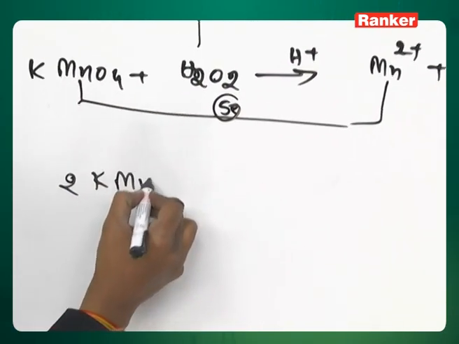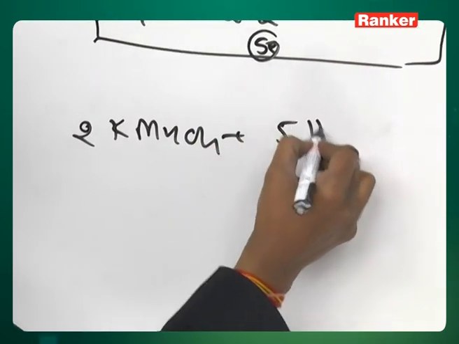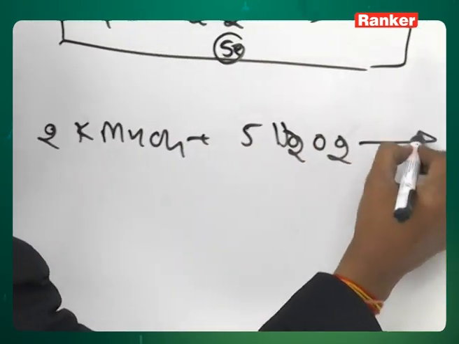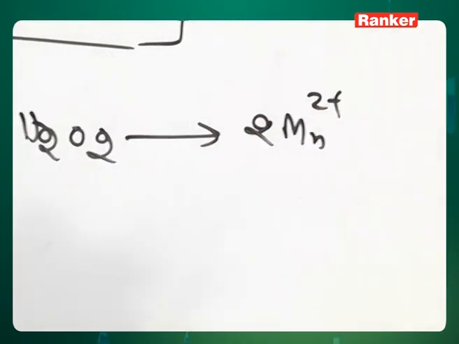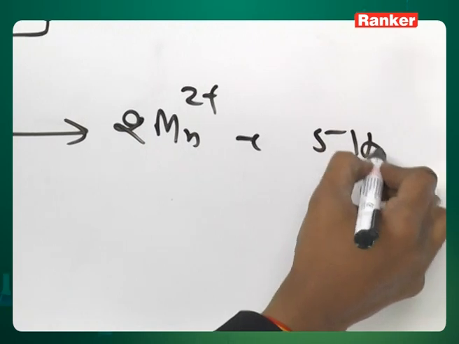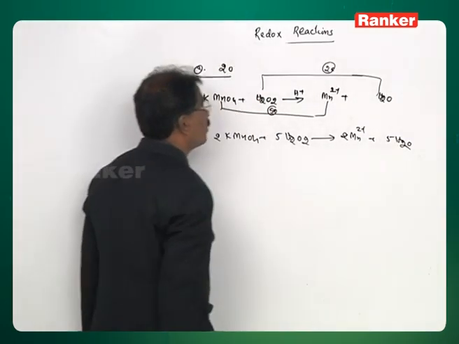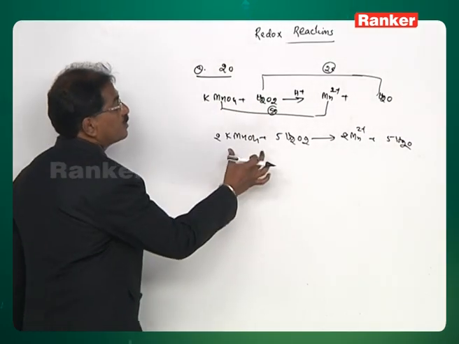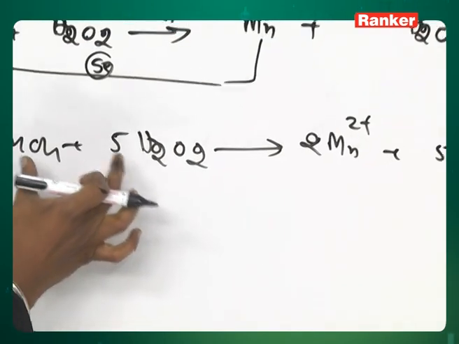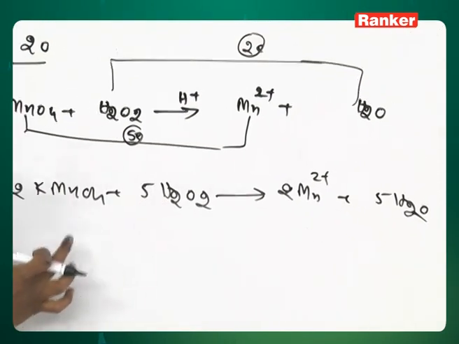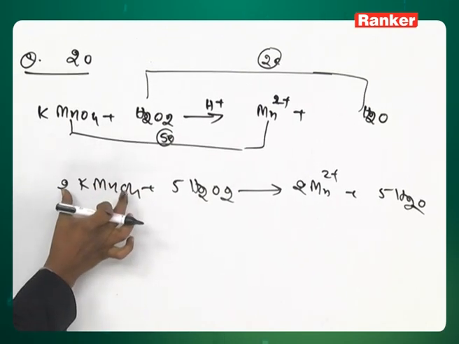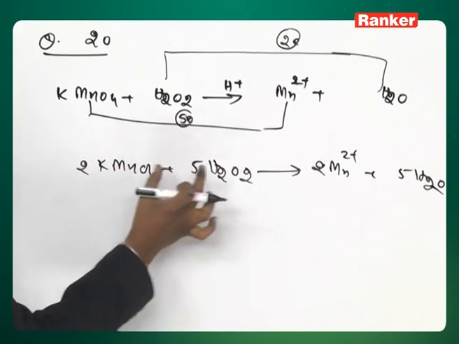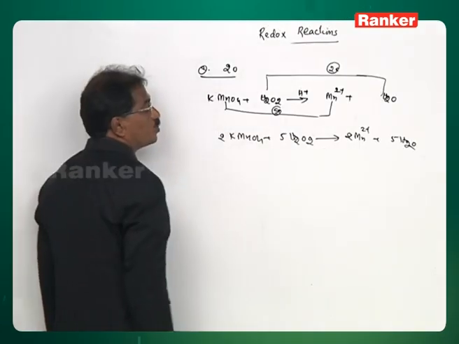2 KMnO4 plus 5 H2O2 gives 2 Mn2+ plus 5 H2O. Now, after exchange of the values, we get another equation with different stoichiometric coefficients. The meaning of this reaction is, every 2 moles of KMnO4 requires 5 moles of H2O2.